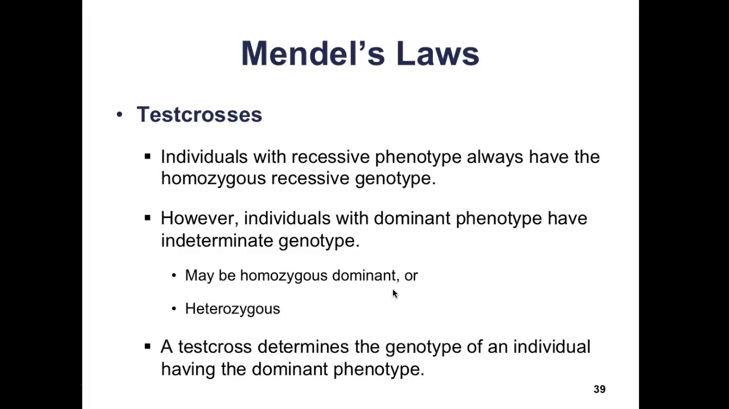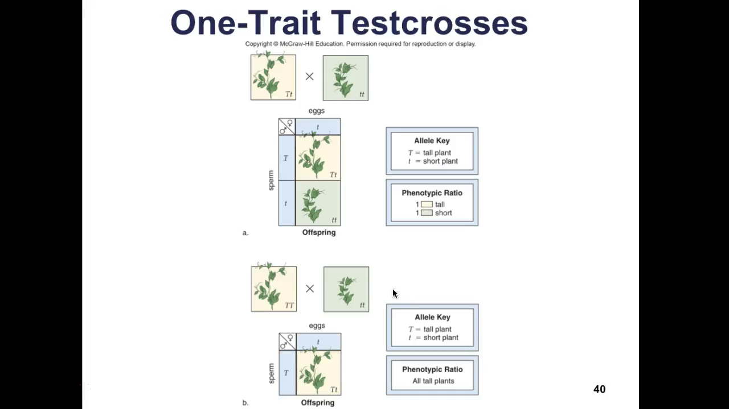Mendel was also able to use test crosses to predict the genotypes of the parents. Individuals with recessive phenotypes always have a homozygous recessive genotype. However, individuals with a dominant phenotype have indeterminate genotypes. It could be homozygous dominant or heterozygous, and this is where a test cross comes into play. We've done these a little bit back in sophomore year. A test cross determines the genotype of an individual having the dominant phenotype.